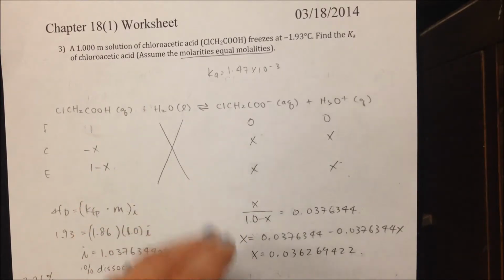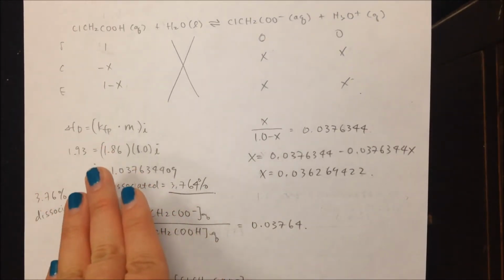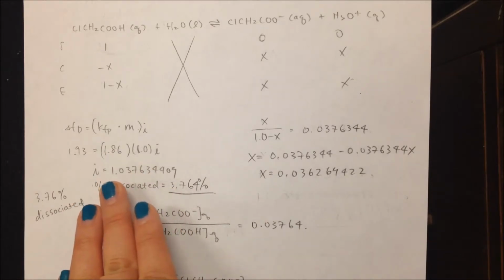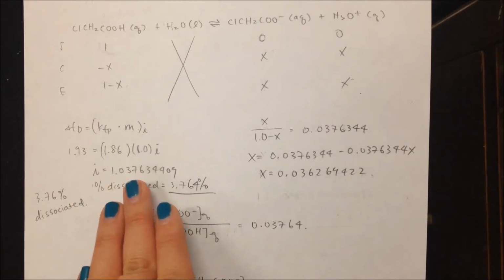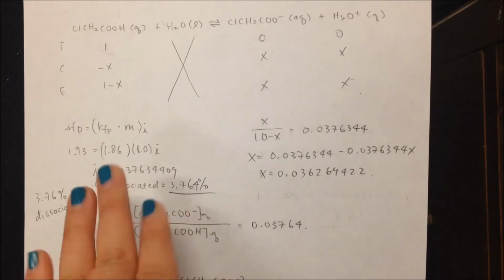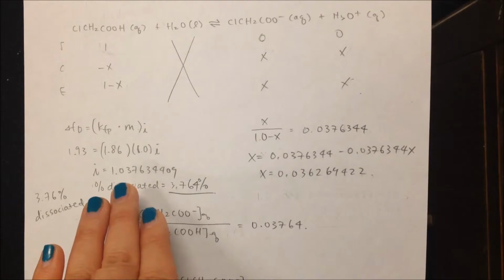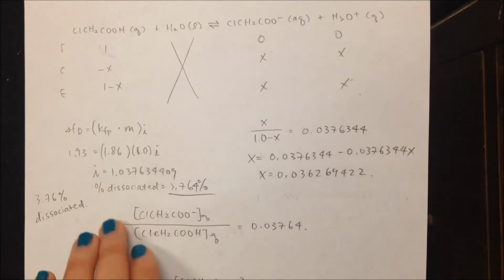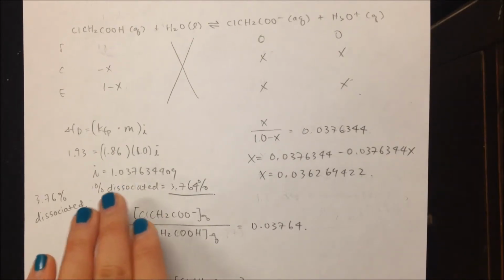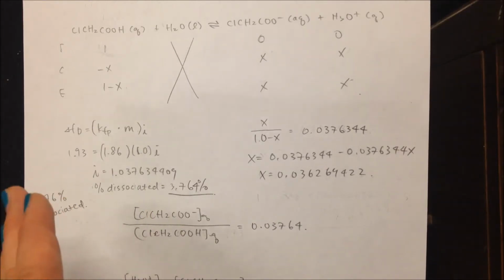Which would be x over 1 minus x, right? And that equals some kind of percentage. Now, after we look for that, we can look for i, and so your Van't Hoff factor would be 1.037634409. This means that instead of i equals 2, it dissociates less than i equals 2. And to be honest, for the percent dissociation, you just have to find it through 1 minus i.